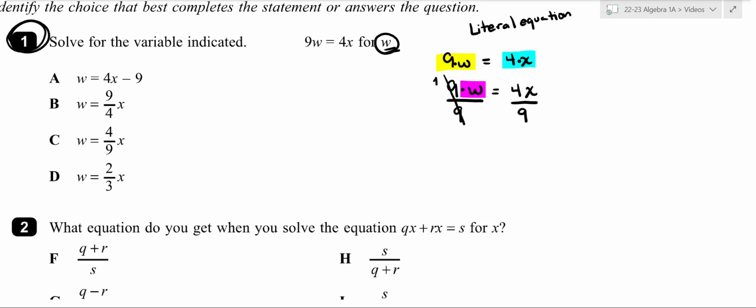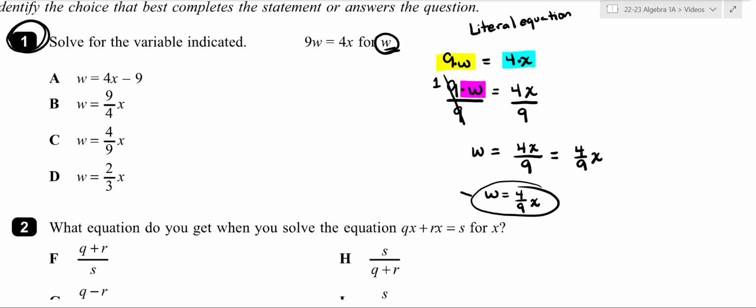These 9s, 9 over 9 is 1. So we end up with w equals 4x over 9. You can also rewrite this as 4 over 9x. w equals 4 over 9x. Which means it's that one.